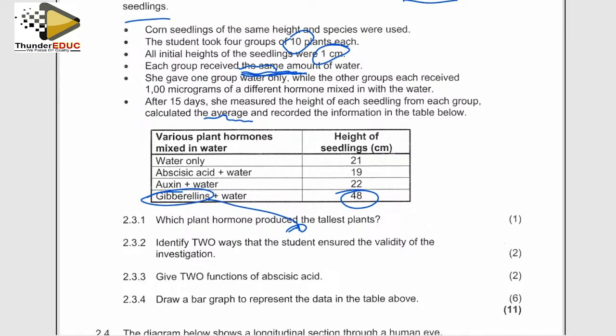Name 2 ways in which students ensured validity of the investigation. So it's the same thing we are talking about. There are a lot, right? But you can look at how each group received the same amount of water, and the initial height of all of them was 1 centimeter. They took 4 groups, but each group has the same number of plants. So all those are validity.